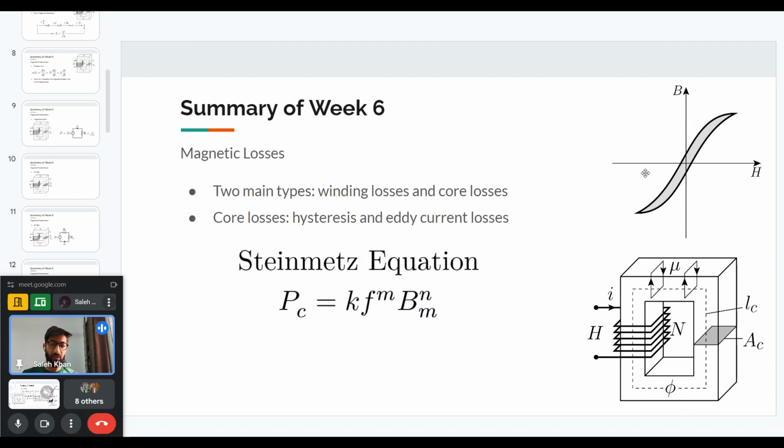And because of this, there are some losses. Because if you find the area of this, it will have associated losses with it. These are called hysteresis losses.